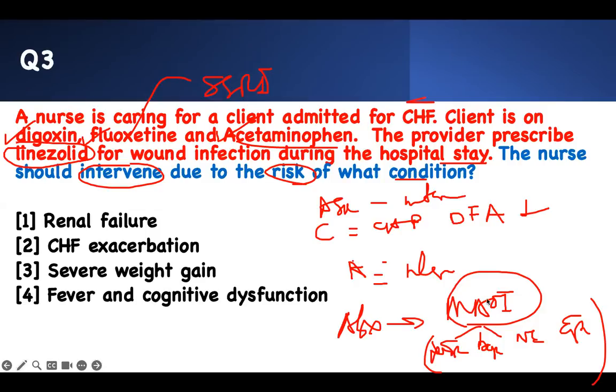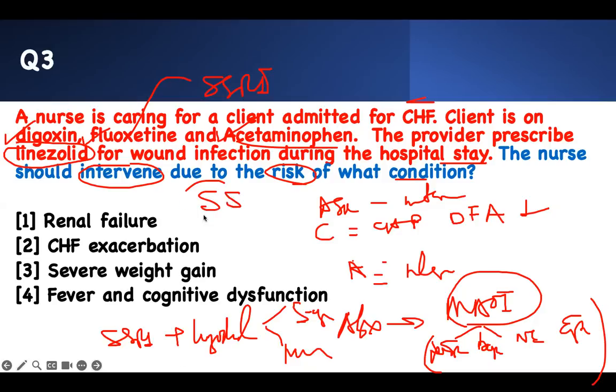Therefore, if I'm taking linezolid and I have an SSRI, I have two things, SSRI plus linezolid, because it acts as a serotonin agonist and it has a monoamine effect also. We have two serotonin effects going on, so I'm going to get serotonin syndrome. That is the most serious effect. Renal failure is not a factor. It's not going to cause exacerbation of CHF. Of course, with an SSRI you're going to gain weight, but that's not the problem.